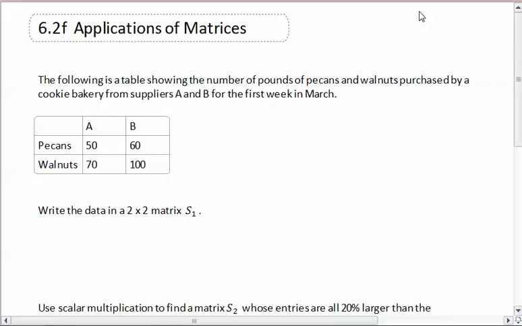So this is an application of matrices. The following is a table showing the number of pounds of pecans and walnuts purchased by a cookie bakery from suppliers A and B for the first week in March. So let's just take a look at this table. We have suppliers A and B, and 50 pounds of pecans were purchased from supplier A and 60 from supplier B, and then of course walnuts, 70 pounds and 100 pounds from supplier B.